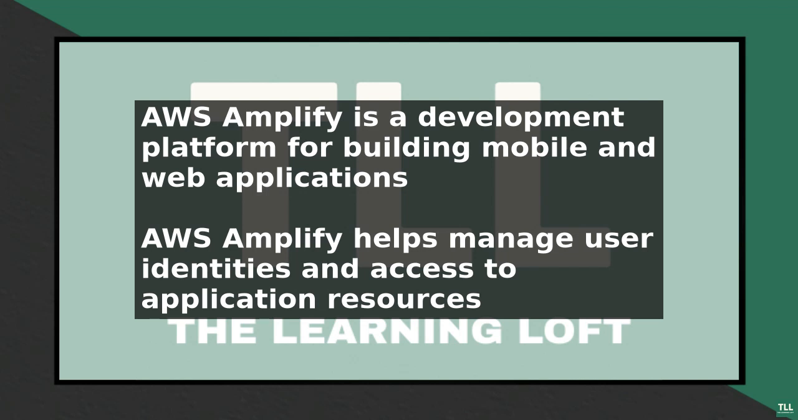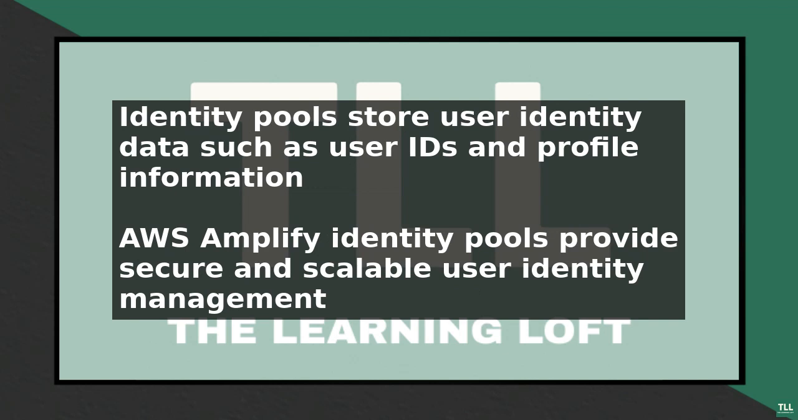Step 1. Understanding identity pools. An identity pool is a store of user identity data, such as user IDs, passwords, and other profile information. AWS Amplify identity pools provide a secure and scalable way to manage user identities, allowing you to authenticate and authorize users to access your application's resources.